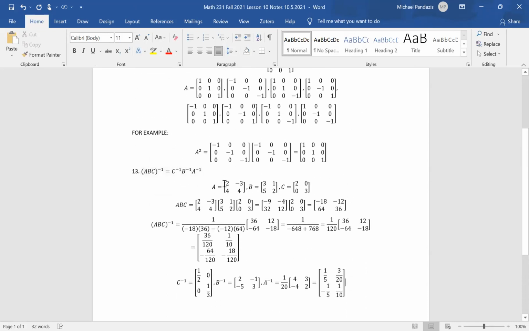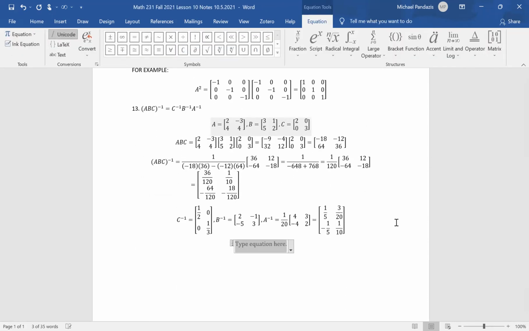And then you want to say C inverse times B inverse times A inverse. So you have C inverse times B inverse times A inverse. And that's equal to, and you see, just multiply these matrices.